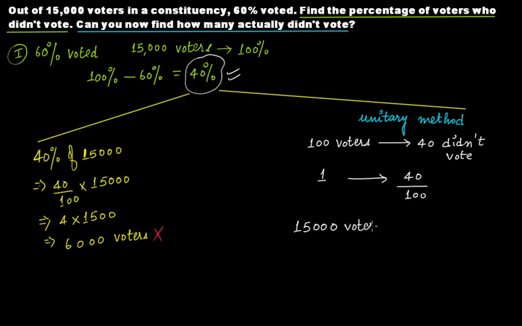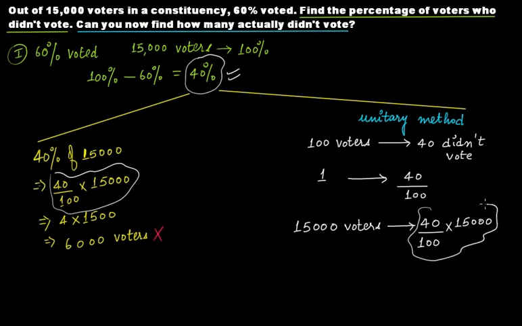how many will not vote? How many have not voted? Or how many didn't vote? 40 over 100 times 15,000. Right? This is using unitary method. Now you can clearly see we have the same calculation here, right? We have to perform the same calculation. Now if you solve this, you are going to get this 6,000 voters only.